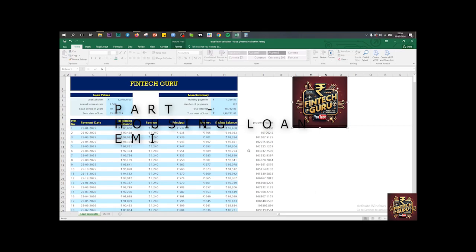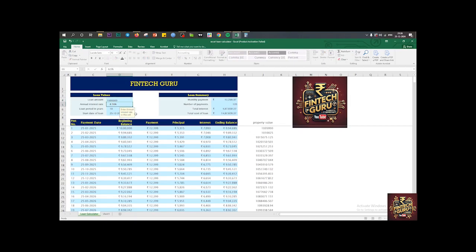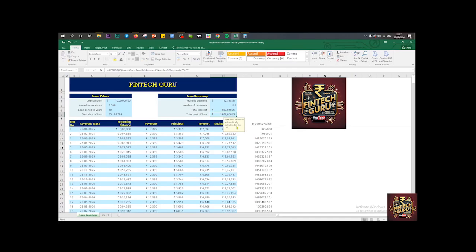For understanding's sake, I'm just taking rupees 10 lakh at the rate of 8.5% for 10 years starting from today. From today onwards till 2034, my cost of loan is a total 14.87 lakhs. Okay, so we'll check with our EMI. This will be our EMI. It is 12,399 rupees, you can say 12,500, or so around.